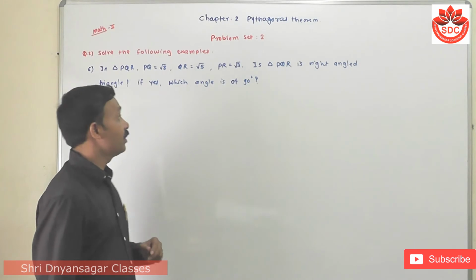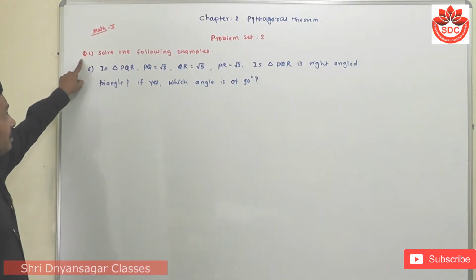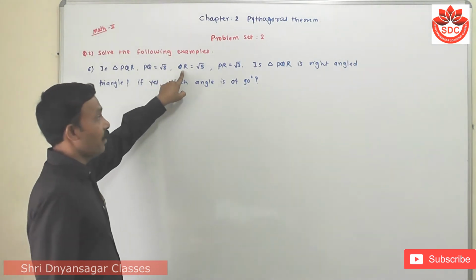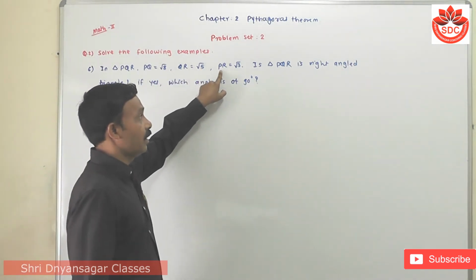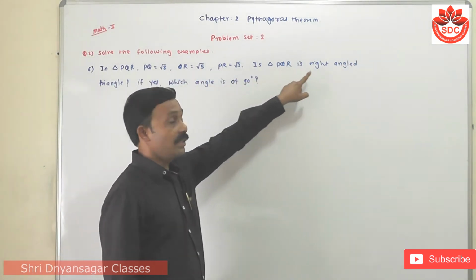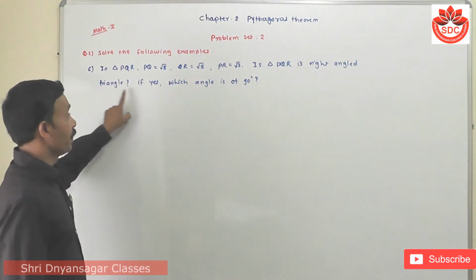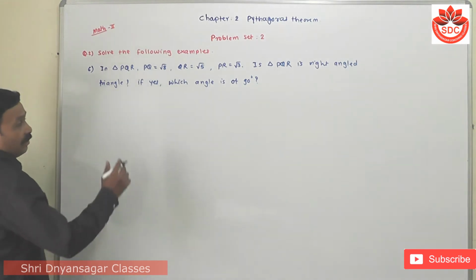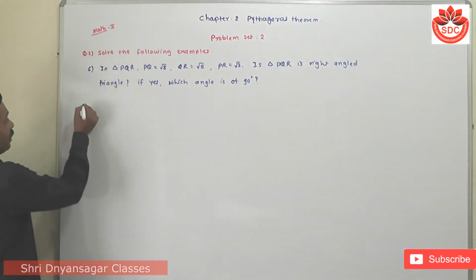The next question is sub-question number 6 of question 2. In triangle PQR, PQ is root 8, QR is root 5, PR is root 3. Is triangle PQR a right angle triangle? If yes, which angle is the right angle, meaning 90 degrees? Now, its solution is as follows.